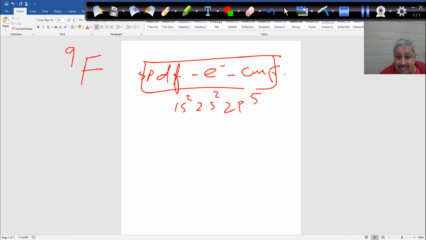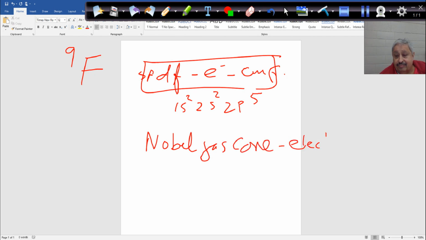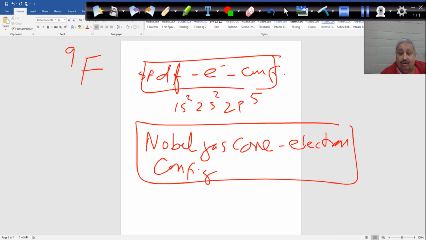So, looks like Monday today. So that's the SBDF electron configuration. I need to get the noble gas core electron configuration. So what should I do? I go all the way.